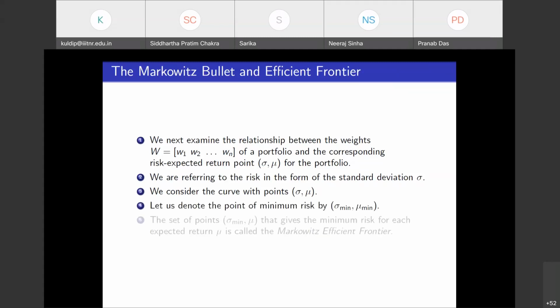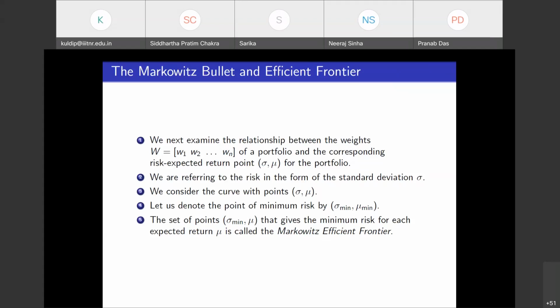And amongst those values, there is going to be one combination W1 through Wn for which the sigma is going to be minimum, and suppose that it is W1 min, W2 min, all the way to Wn min, is the one which gives the minimum value of sigma, or equivalently sigma square. So when I put W1 min, W2 min all the way in the formula, the corresponding sigma and mu that I get, I will denote that by sigma min comma mu min. So the set of points sigma comma mu that gives minimum risk for each expected return is called the Markowitz efficient frontier.